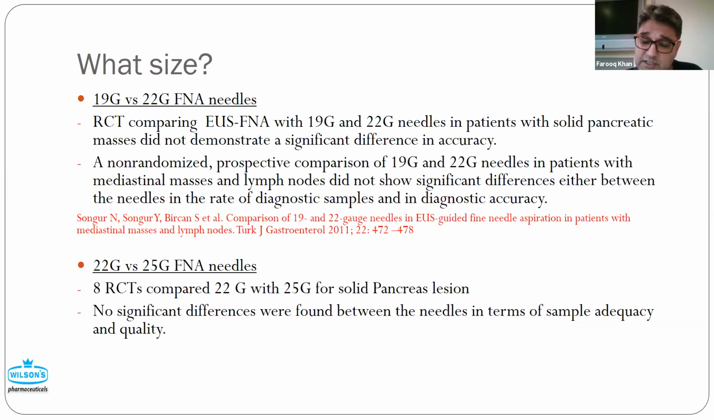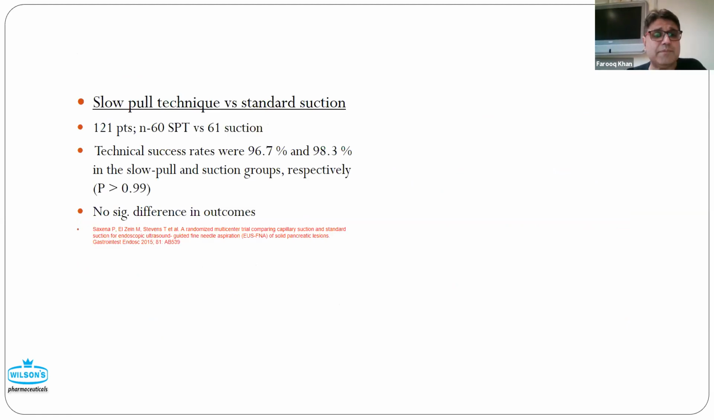I wouldn't even use 22, just use FNB 25 gauge needle, and I've just shown you with the data that it will get you a very decent sample. What about these adjuncts that we use? So slow pull techniques versus standard suction.